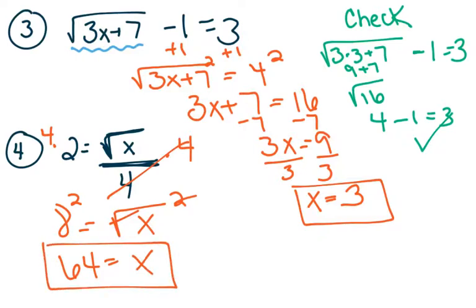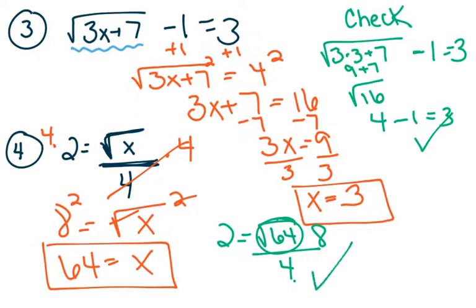Again, just a quick check to make sure we're right. This is supposed to be 2 is equal to the square root of 64 divided by 4. Okay, well, the square root of 64 is 8. 8 divided by 4 is 2.